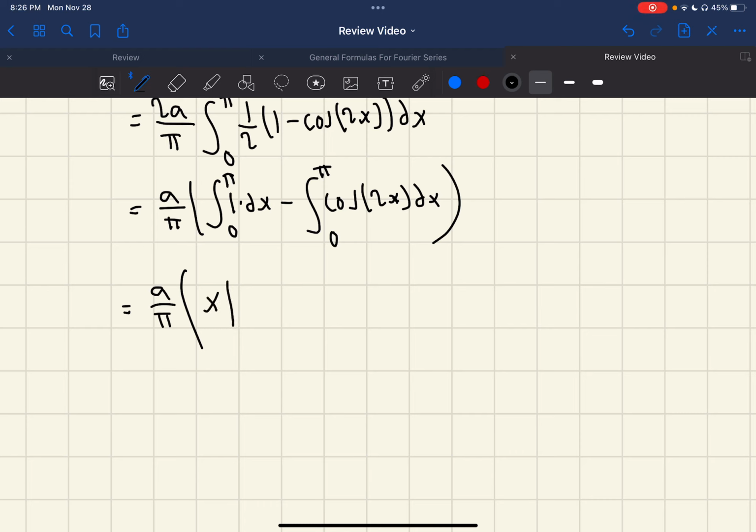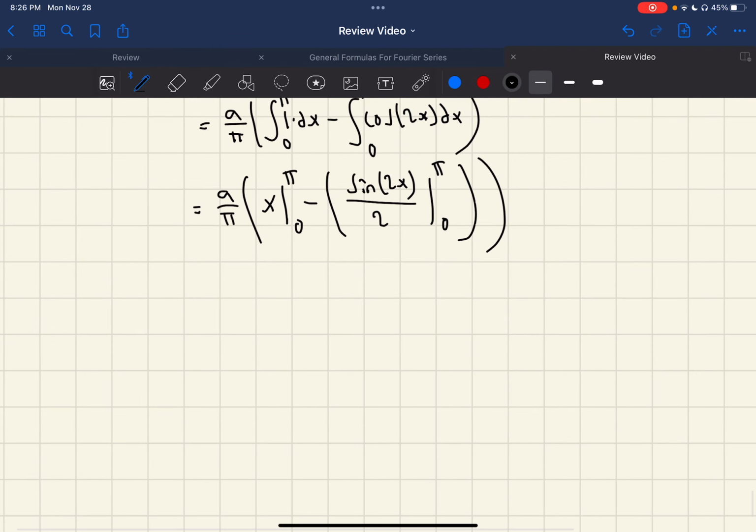So we have x from 0 to pi, minus, put this in parentheses. No, we don't need parentheses. No, we do need parentheses. Sine 2x over 2, 0 to pi. And now we just plug in our bounds.